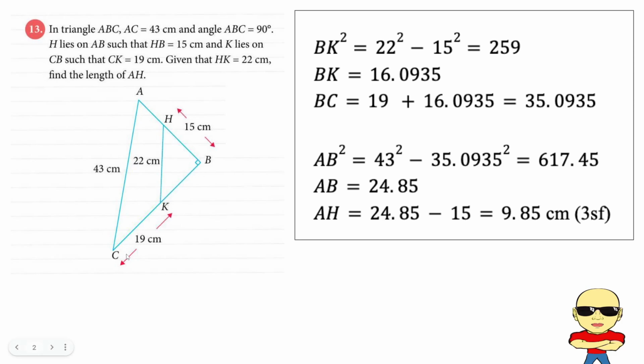Once we have BC, we can find AB using Pythagoras theorem again. AB squared plus BC squared gives us 43 squared, therefore AB squared is 43 squared minus BC squared. BC we already found, and that gives us 617.45. Square root that, we get AB, which is 24.85. Then minus away 15 centimeters, we get AH equals 9.85, rounded off to 3 significant figures.